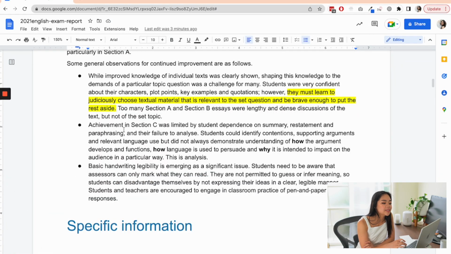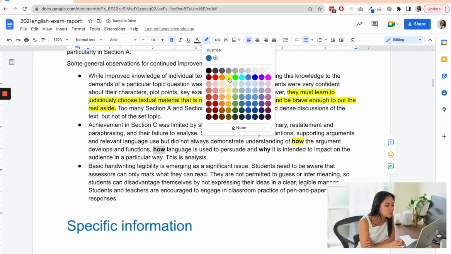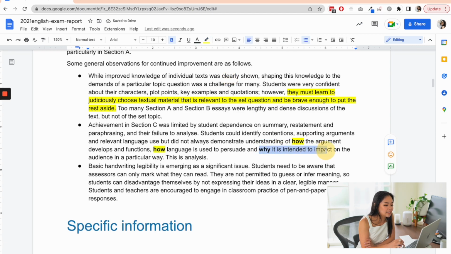The next part covers section C. So this is talking about how students need to identify contention, supporting arguments, and relevant language use, but they do not always demonstrate understanding of how the argument develops and functions, how the language is used to persuade, and why it is intended to impact on the audience in a particular way. So what people are typically falling into the trap of is just summarizing, paraphrasing what's actually there, but what you want to be doing is actually analyzing what's there, building up your own interpretation.